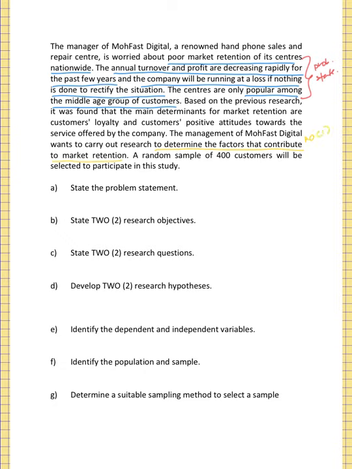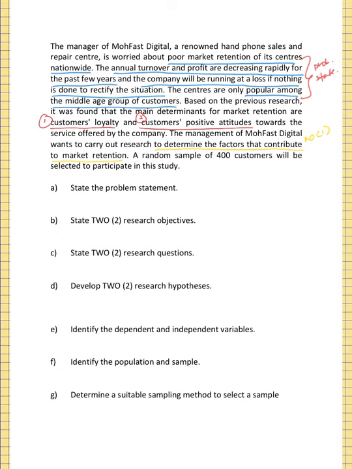RO yang kedua, okay, apa yang kita boleh, look at here. Ingat ya, dia kata based on previous research, it was found that the main determinant for market retention are customer loyalty and customer positive attitude toward the service offered by the company. So what can we identify here? Awak boleh nampak dah dia punya variable kat sini. Okay, satu kita ada customer loyalty, customer positive attitude towards the service offered by the company.